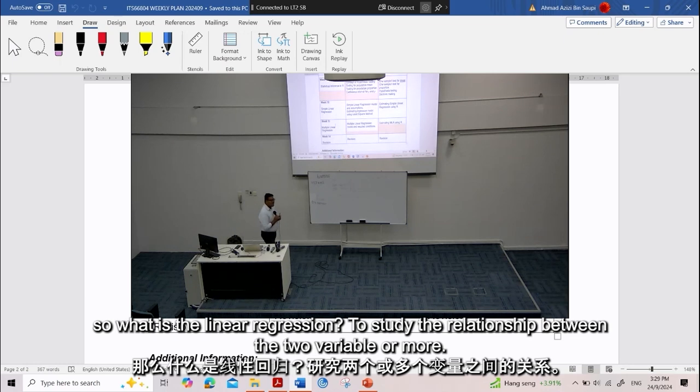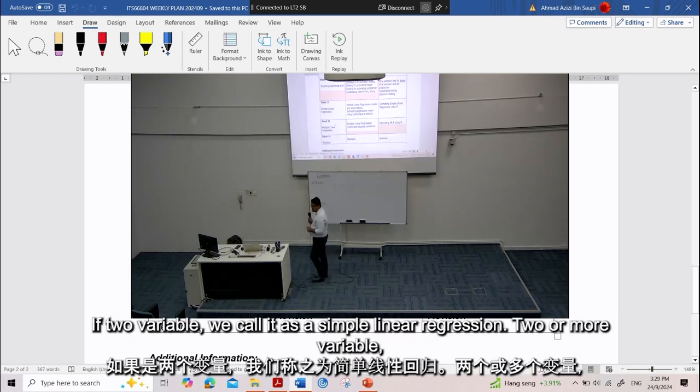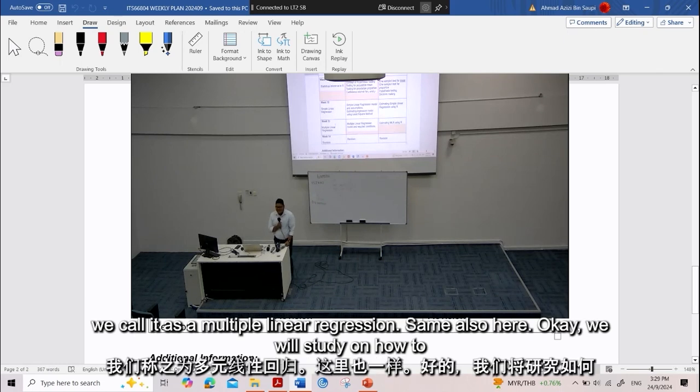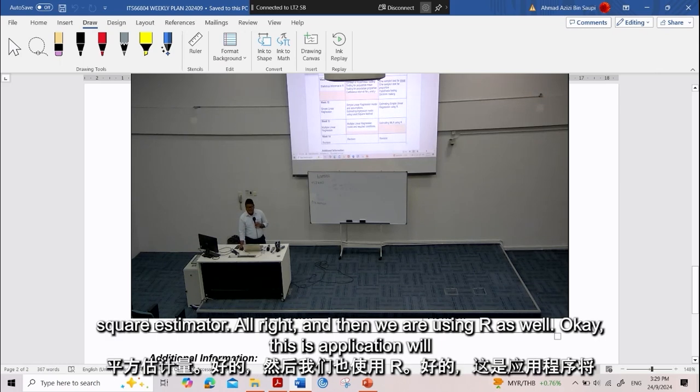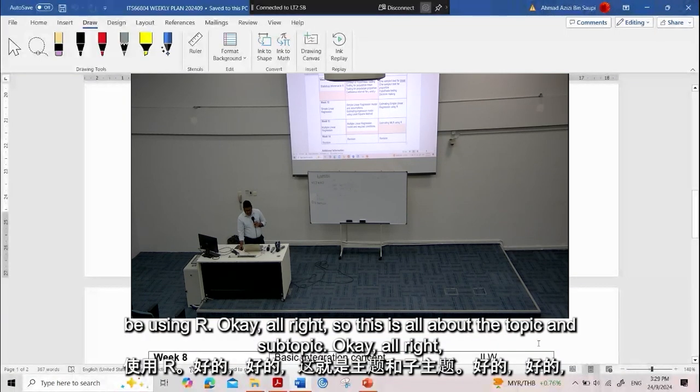So what is the linear regression? To study the relationship between two variables or more. If two variables, we call it a simple linear regression. Two or more variables, we call it a multiple linear regression. Same also here, we will study how to calculate the data. And then we need to estimate the regression model using the least square estimator. All right, and then we are using R as well. This application will be using R.